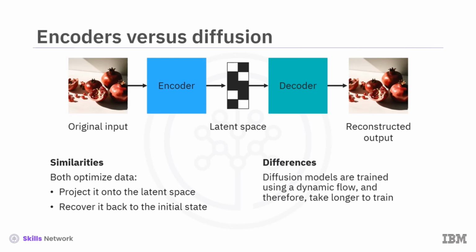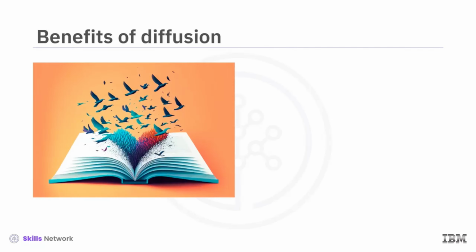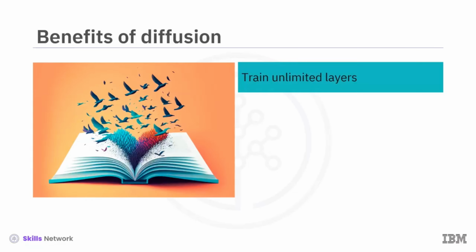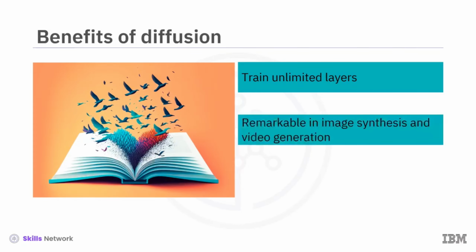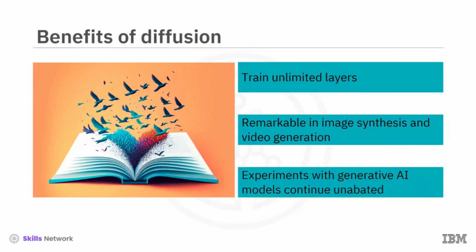However, a diffusion model is trained using a dynamic flow and therefore takes longer to train. Then, why are these models considered the best option for creating generative AI models? Because they train hundreds, maybe even an unlimited number of layers and have shown remarkable results in image synthesis and video generation. Experiments with generative AI models continue unabated as unsupervised algorithms throw up one surprise after another.